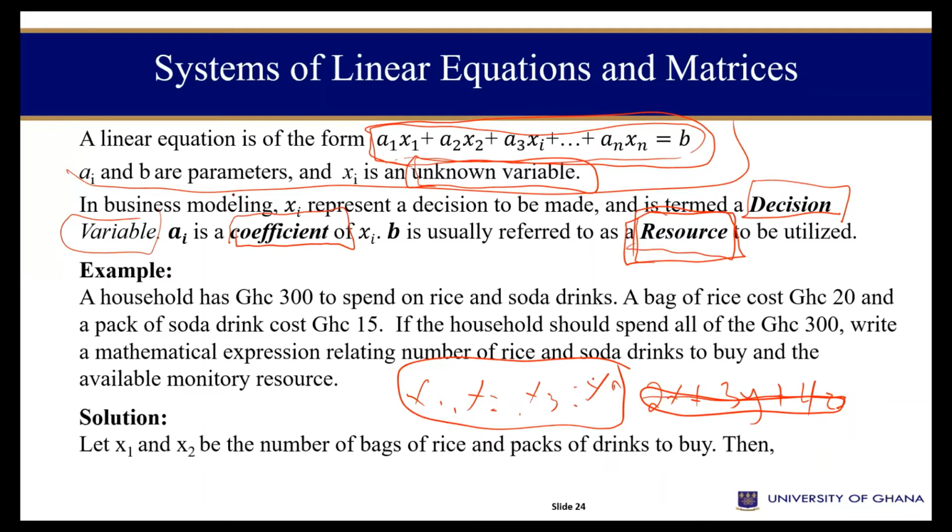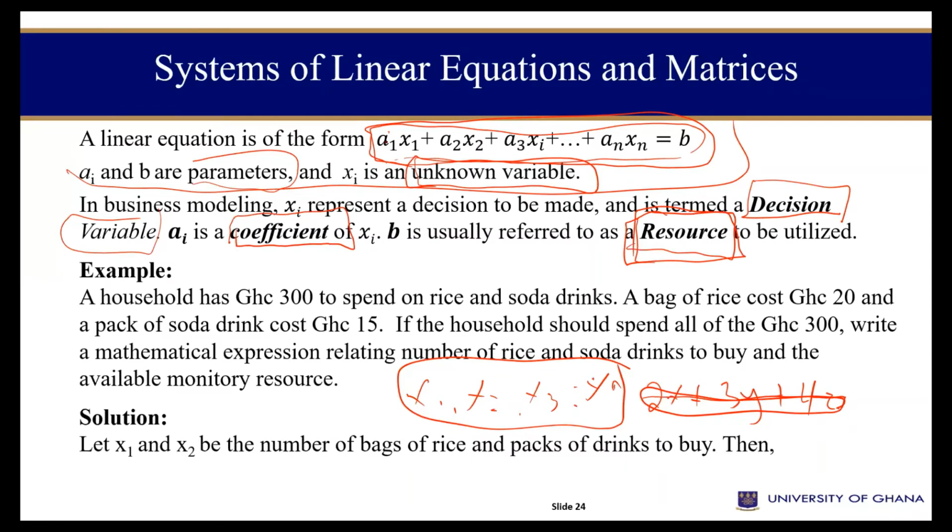Then each decision variable is also identified with what we call a coefficient. Okay, so as I said, A1 is no more a parameter, but A1, A2, A3 are referred to as what? The coefficient of the decision variable. Coefficient of what? Decision variable.